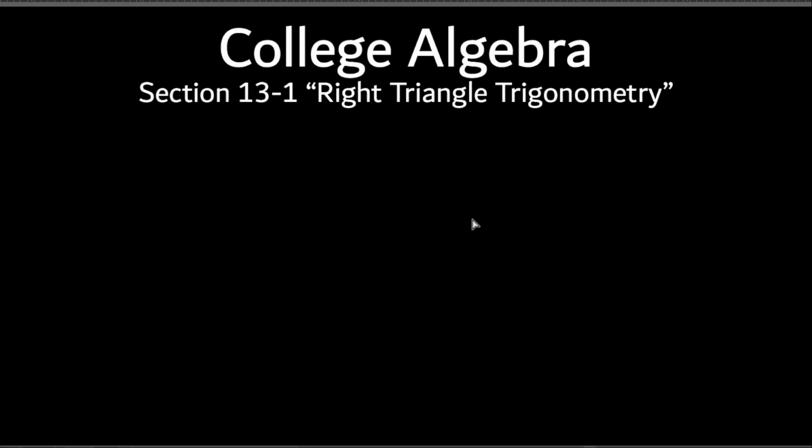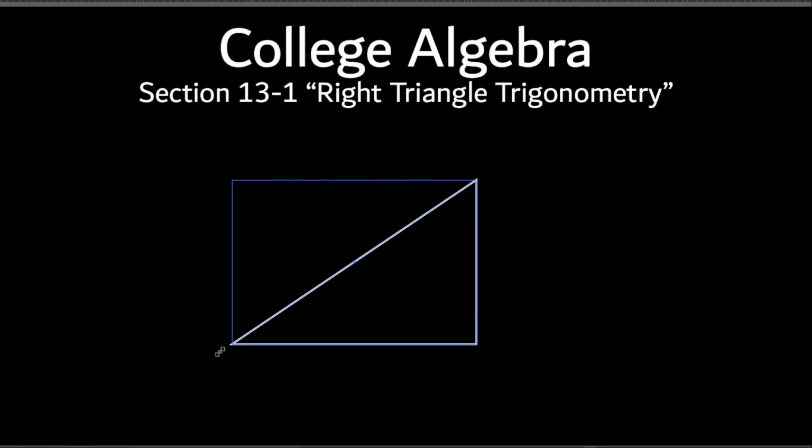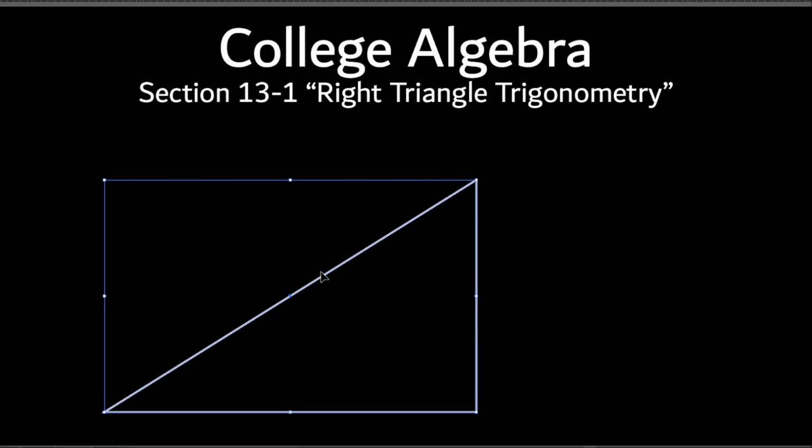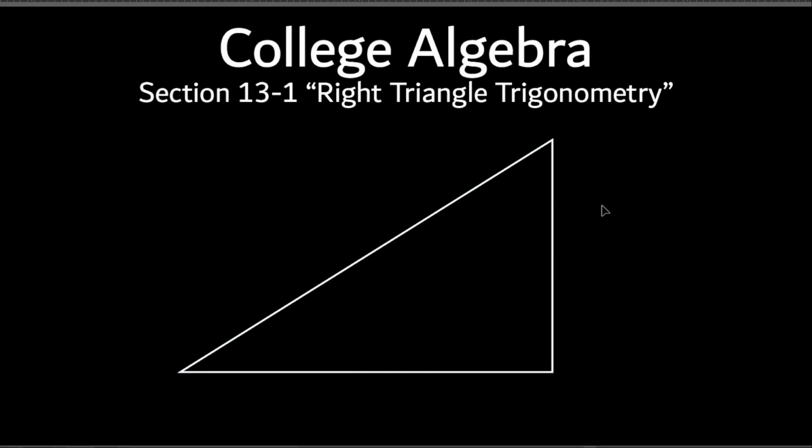So if it's right triangle trigonometry, guess what we need? We need a what? A right triangle. Well, I just happen to have one right there, just like magic. Let me make it a little bit bigger so we can see it a little better. Oops, there we go. All right.